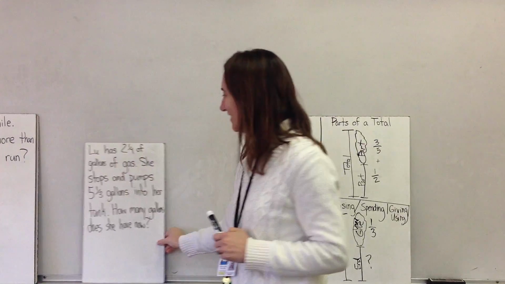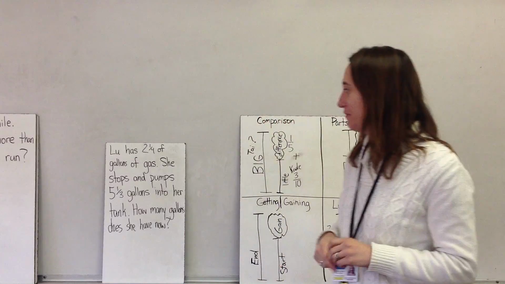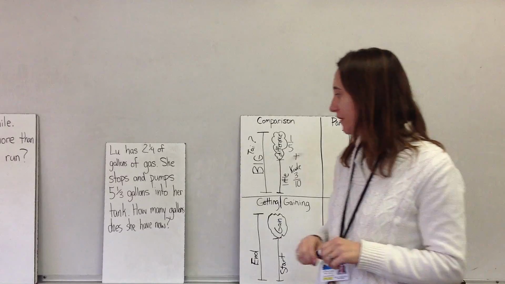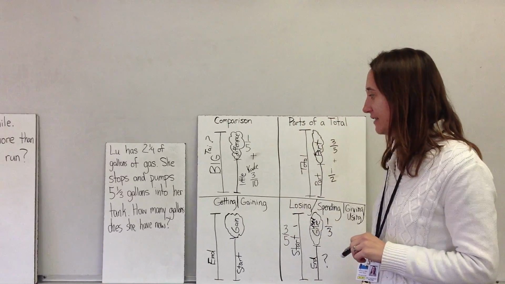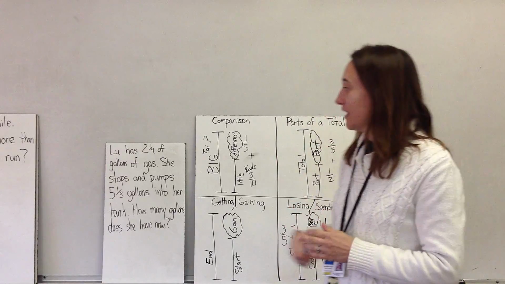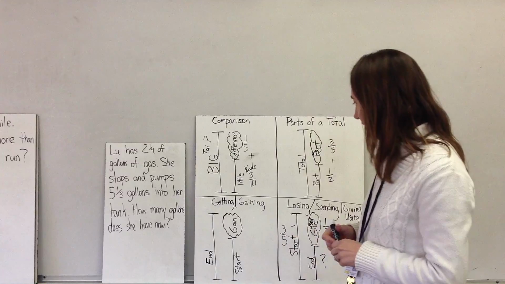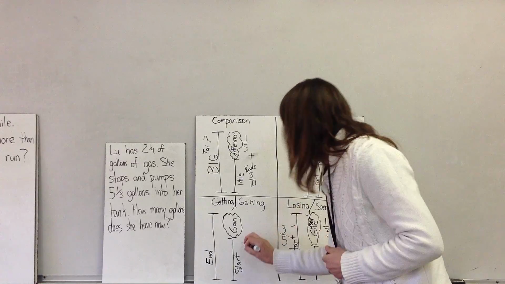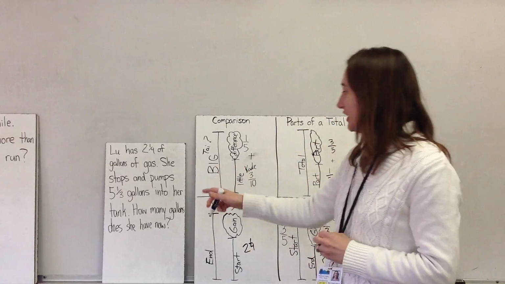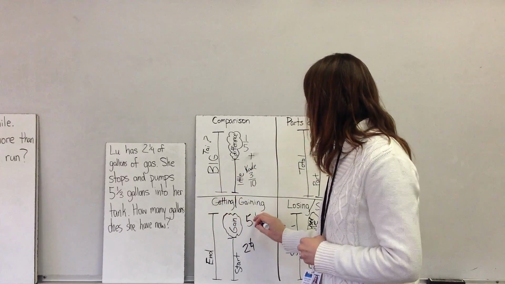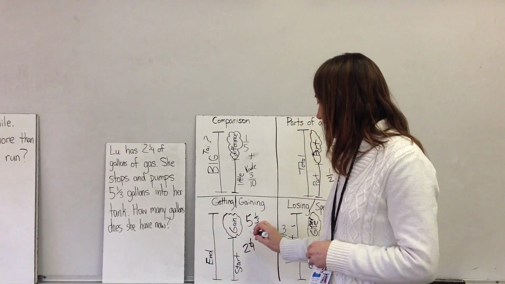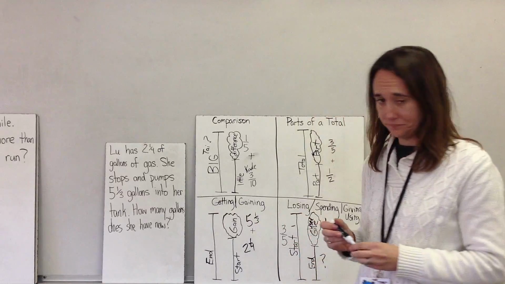On a smaller board. Lou has 2 1/4 gallons of gas. She stops and pumps 5 1/3 gallons into her tank. How many gallons does she have now? So she's getting something in this problem. It tells us what she starts with, so we can find the start. It tells us how much she gains, 5 1/3. So to get the end, we would have to, of course, add.